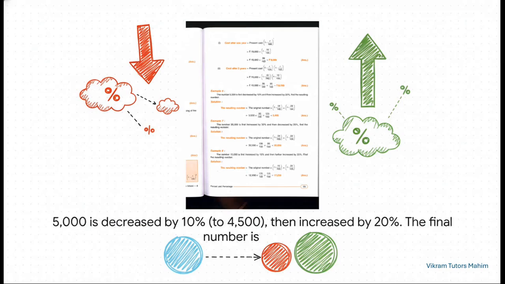We start with 5,000. First, it's decreased by 10%, which takes us down to 4,500. Now, and this is the most important part, the 20% increase gets applied to the new number, 4,500, not the original 5,000. So 20% of 4,500 is 900. We add that on, and our final number is 5,400.